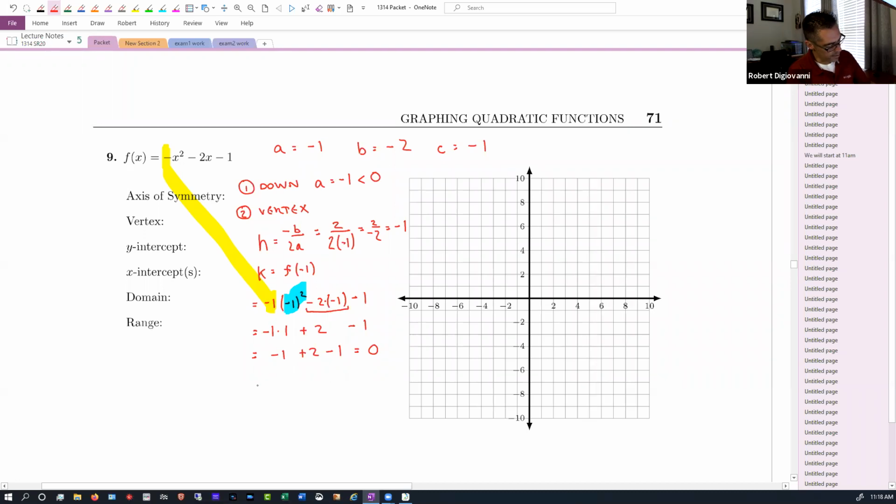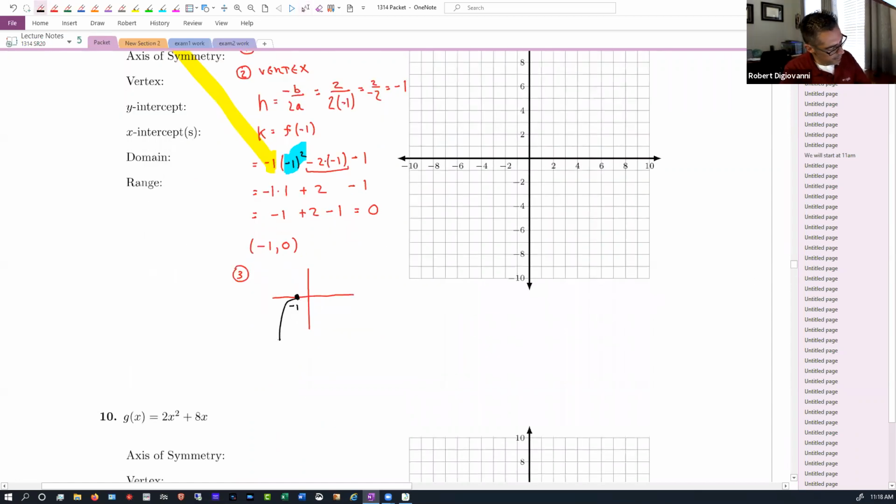So our vertex is the point -1, 0. Now we do a quick sketch to figure out how many x-intercepts we have. We go -1, and then 0 means you don't move up or down at all. So I'm just going to put a point here. Which way does it open? Down. So how many x-intercepts do we have? We just have one.